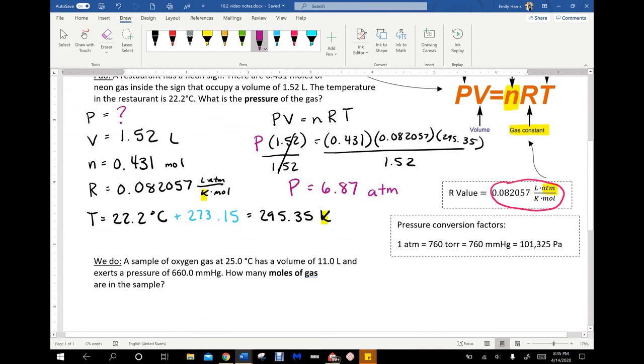So this one says a sample of oxygen gas at 25 degrees Celsius has a volume of 11 liters and exerts a pressure of 660 millimeters of mercury. How many moles of gas are in the sample?